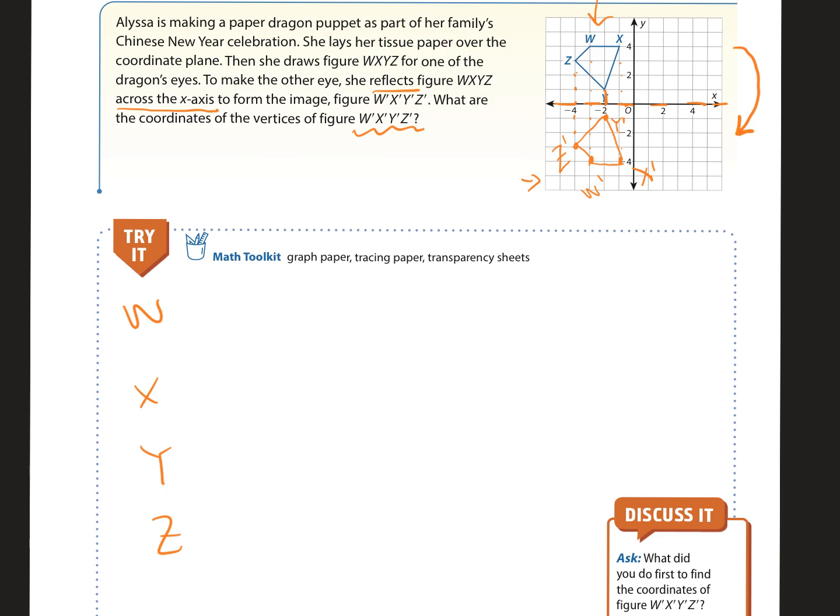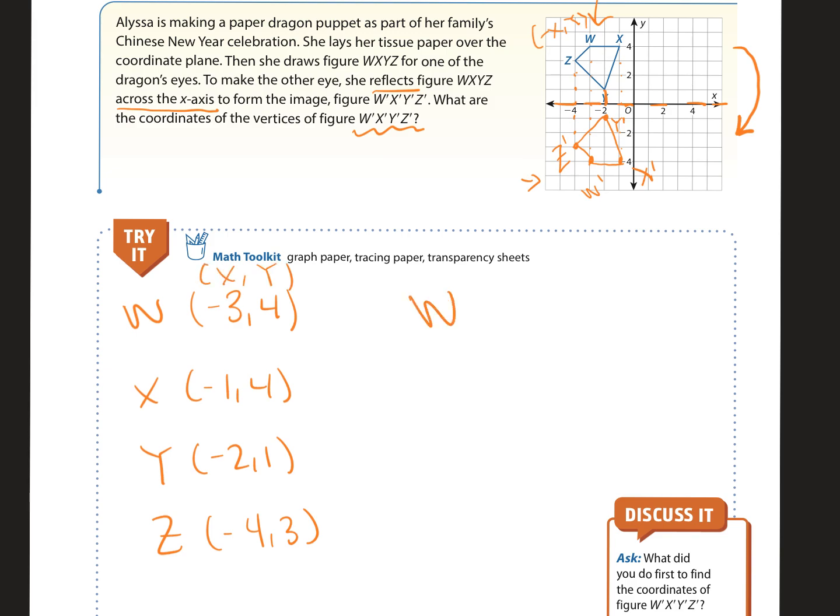So this time they're not giving us the ordered pair, so we have to practice what we've learned about the coordinate plane. W is in quadrant 2, so the x is negative, the y is positive. All of these points are in quadrant 2. So W is at negative 3, 4. X is at negative 1, 4. Y is at negative 2, 1. And Z is at negative 4, 3. All of our x's are negative, all of our y's are positive.